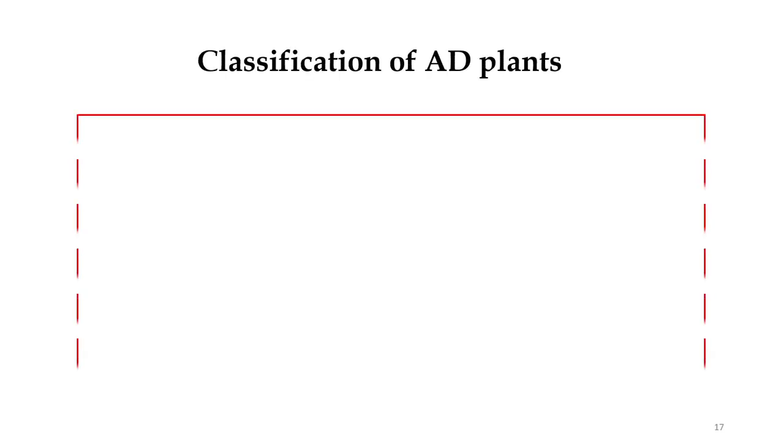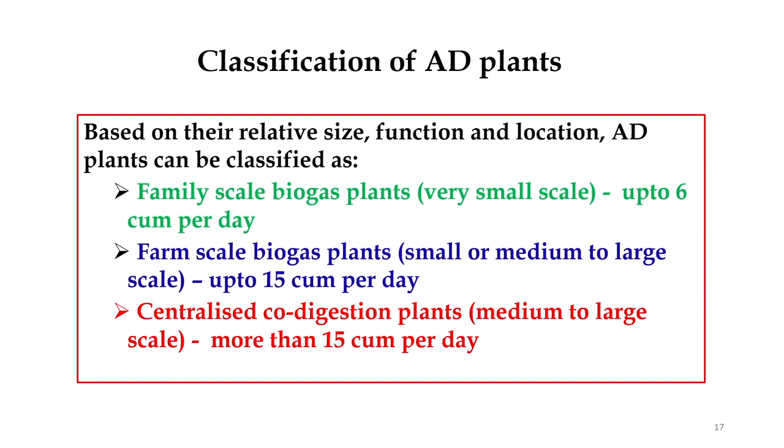Now, these biogas plants can also be classified based on their relative size, function, and location. It may be a family scale biogas plant, for small scale, up to 6 cubic meters. If the capacity is up to 15 cubic meters per day, then we call it a farm scale biogas plant. And if it is more than 15 cubic meters, we call it a centralized co-digestion plant, medium to large scale.